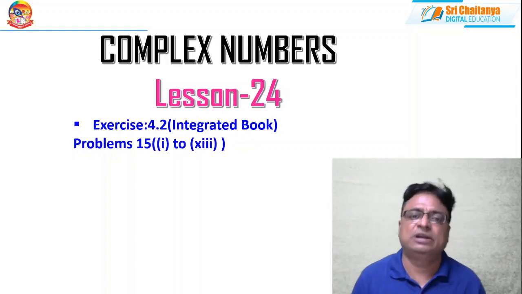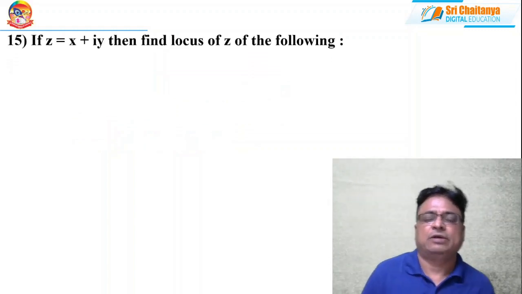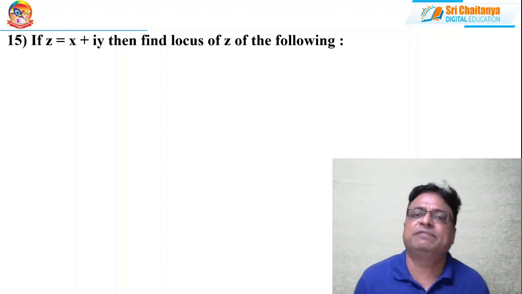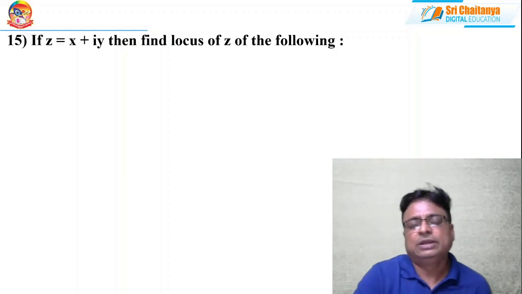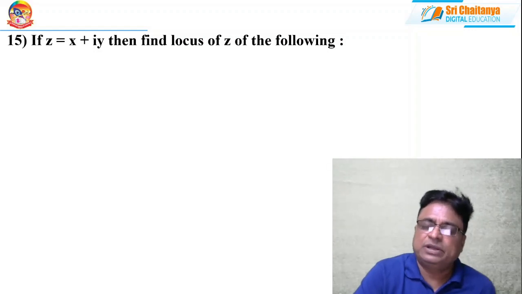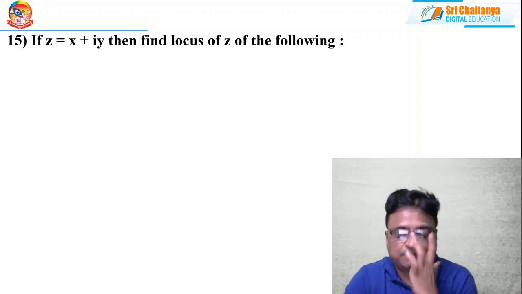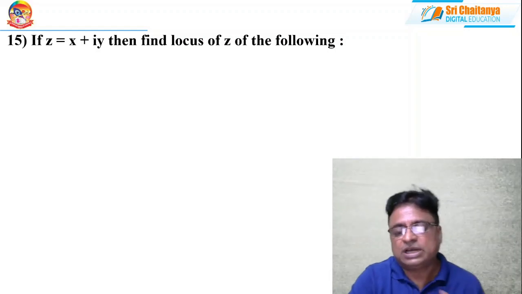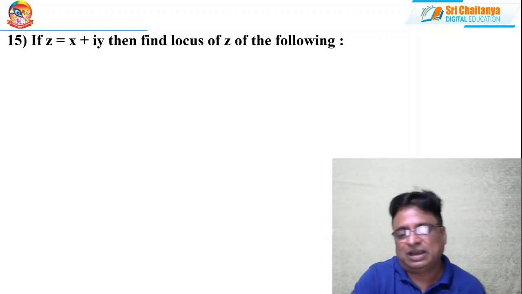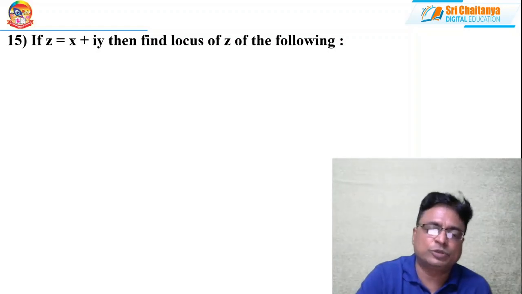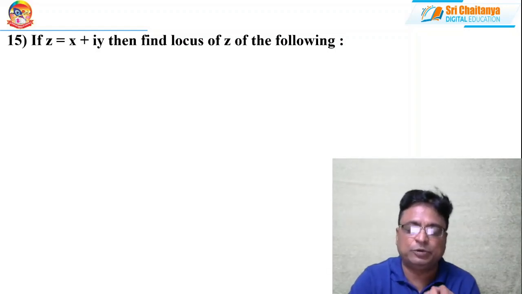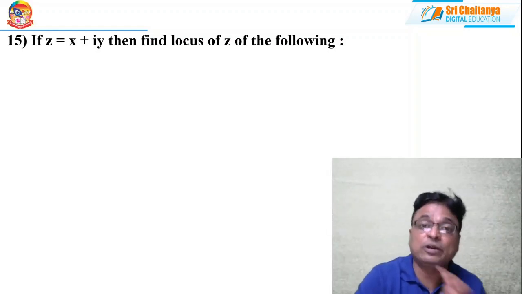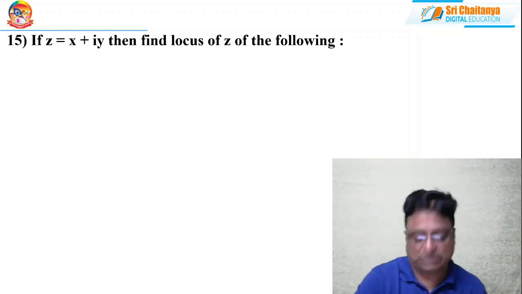Okay, my friends? Now, let us see the statement. If z is equal to x plus iy, then find the locus of the following. It is the same type of locus problems that we have solved in previous lessons. Instead of solving those problems analytically, I want to show them here: you have to visualize the locus very carefully on the Argand diagram. Then only you will get the complete knowledge of the locus.